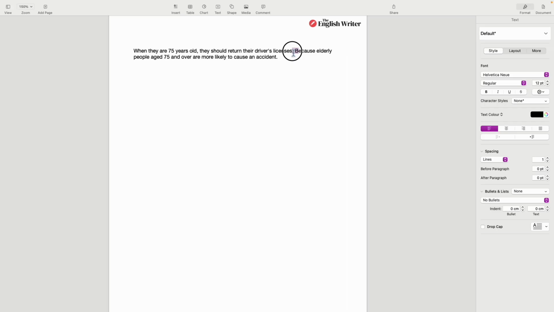And then we can fix the because. Because, put a comma here. Because elderly people aged 75 years and over are more likely to cause an accident. Very sad. Let's get another example.